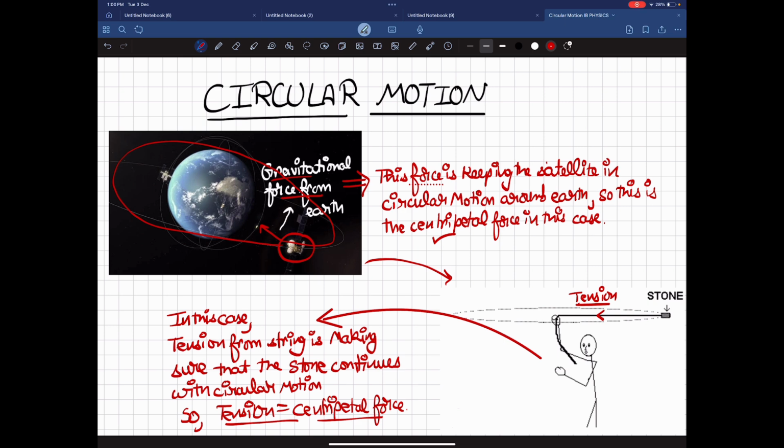Alright. So centripetal force is not a specific type of force. Any force can act as centripetal force as long as it is pointing towards the center of the circle. So the resultant force acting towards the center of the circle is always centripetal force. Got it? So here I have written tension is acting as centripetal force. In the gravitational attraction from Earth towards the satellite, there the gravitational force is acting as the centripetal force. Alright, and many more examples can be there.